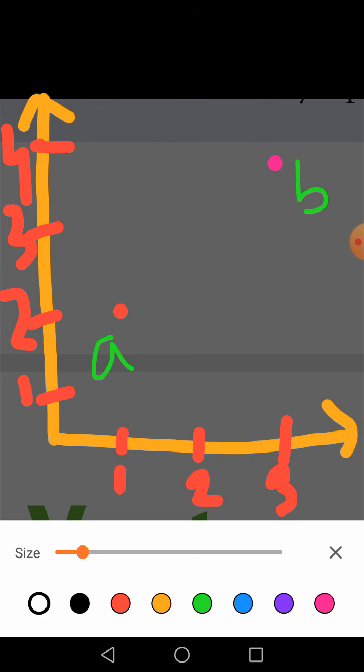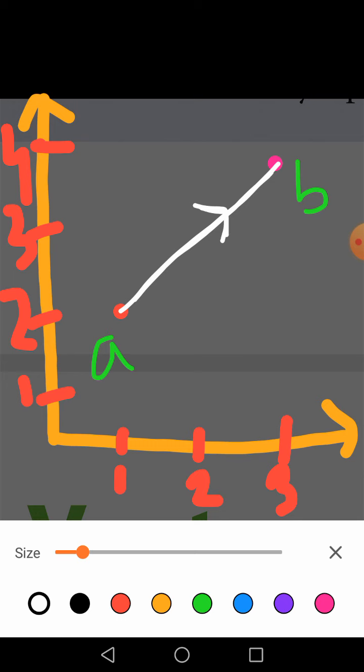Okay. So if you want to go from A to B directly, then how many steps do you have to take if each step has a value of 1? This is the modulus of the equation. Okay, this is the modulus of this equation.